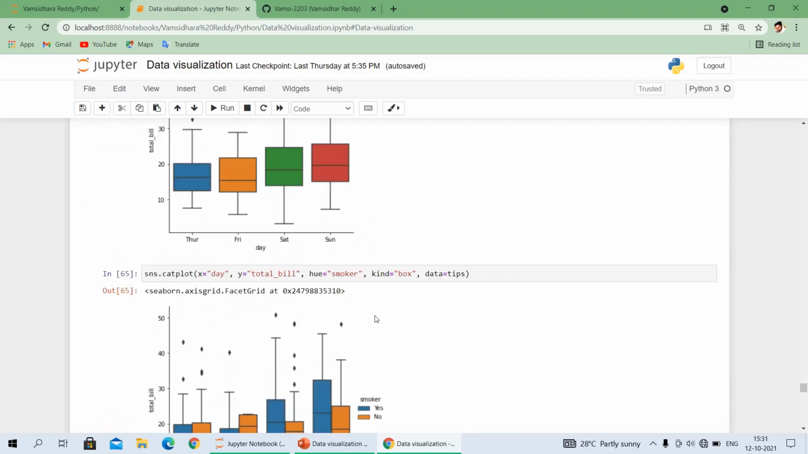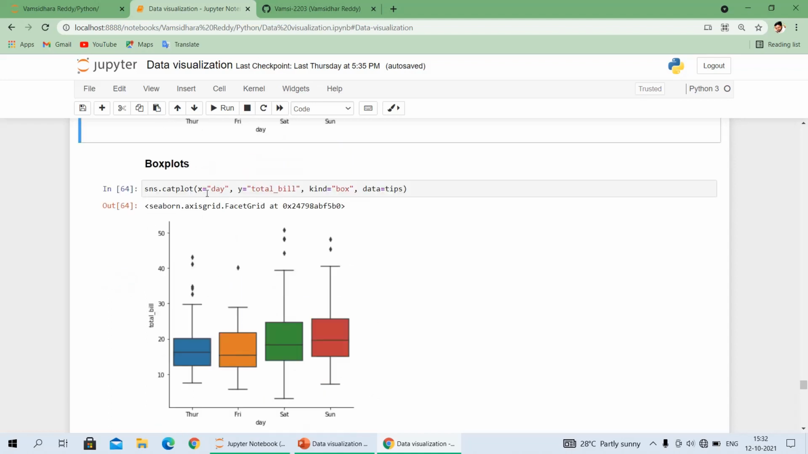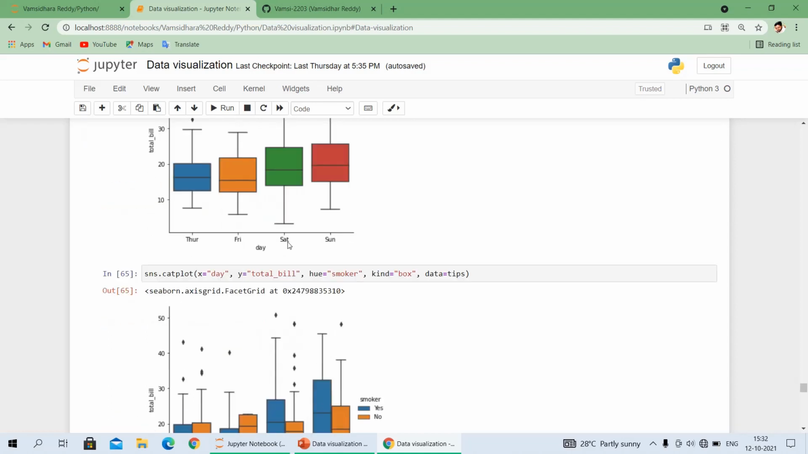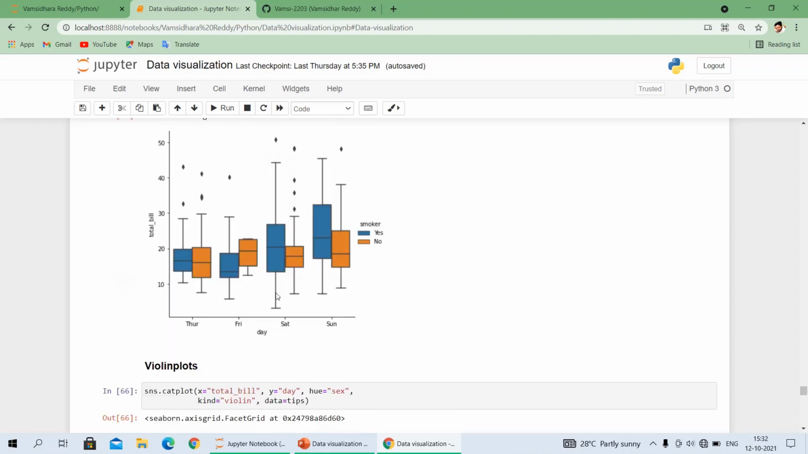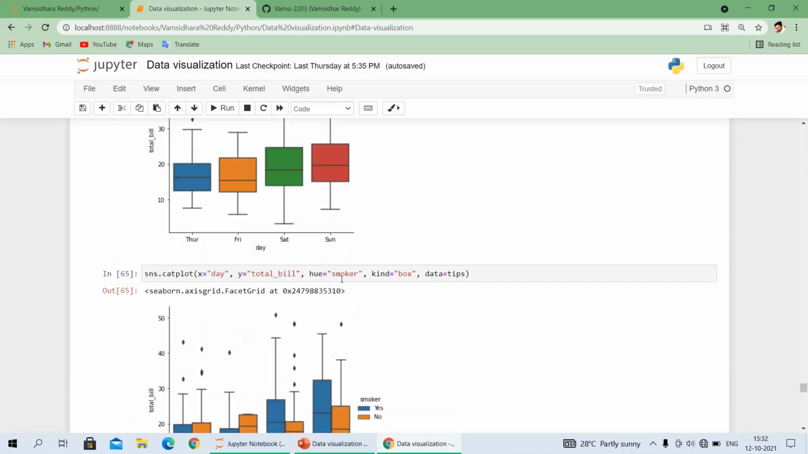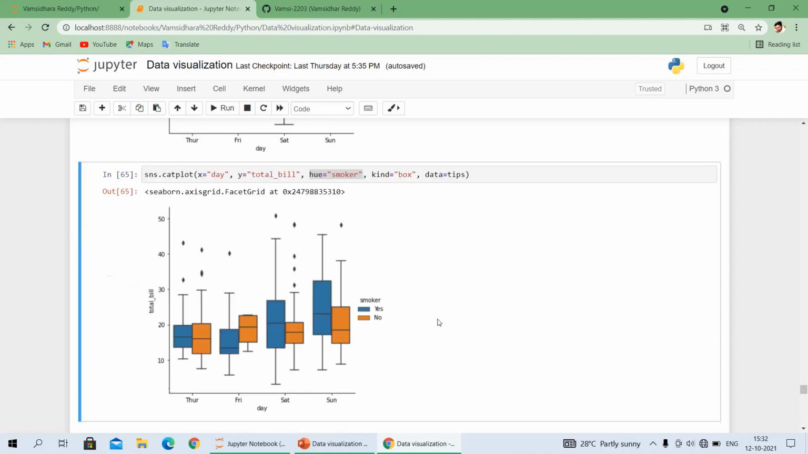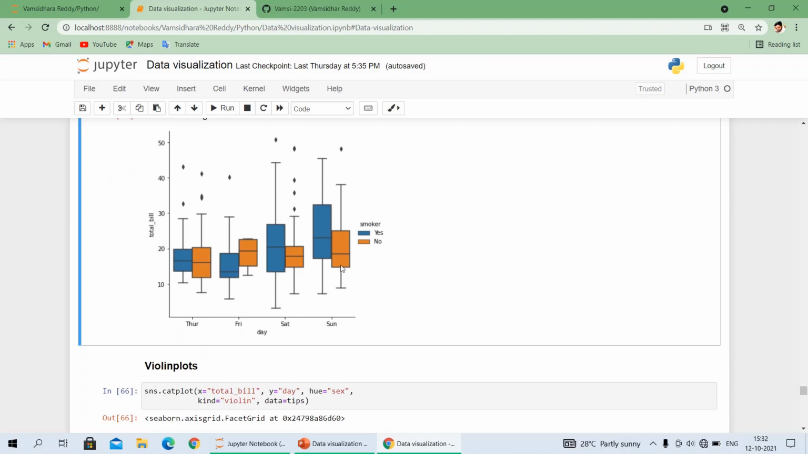Next, we have taken days and total bill. In the days only, how many smokers or non-smokers came into the restaurant? For that case, I am using hue equals smoker. Here I am introducing hue equals smoker, meaning on which day the smokers are high and on which day the smokers are low. You can see that the smokers are high on Saturday, and non-smokers are also high on Saturday only. We can compare like that.